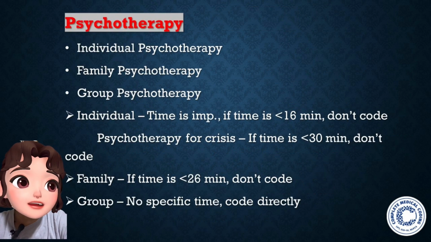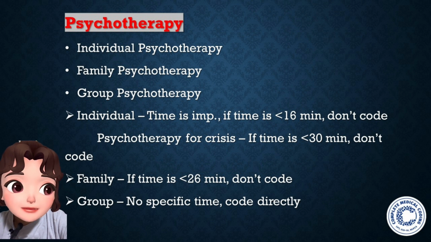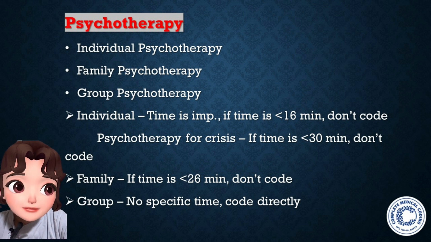Let's look into a few psychotherapy guidelines. There are three types of psychotherapy: individual, family and group psychotherapy. For coding individual psychotherapy, time is important. If the time is less than 16 minutes, we will not use any code. And for family, if the time is less than 26 minutes, we will not code.